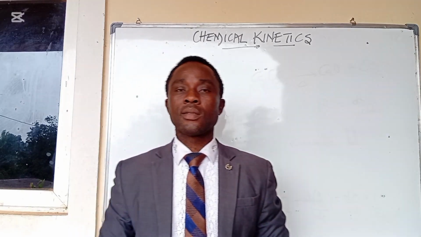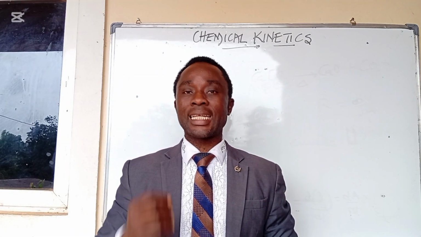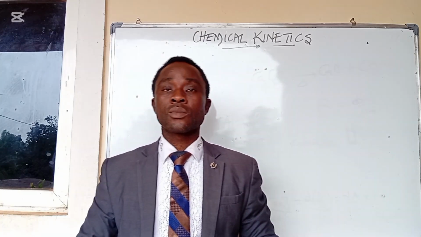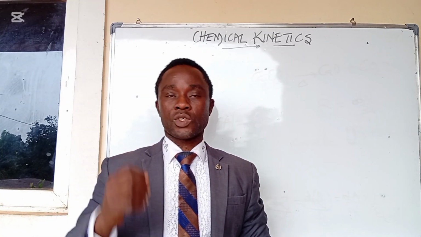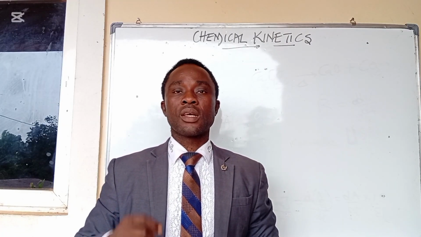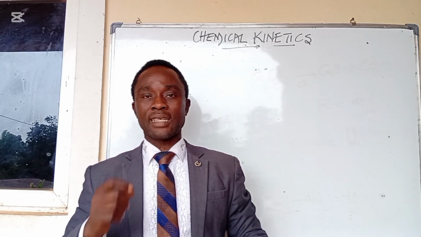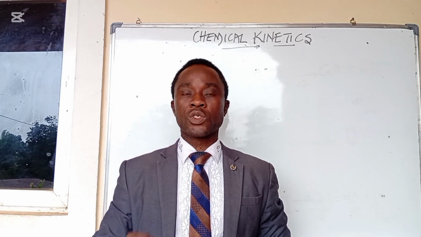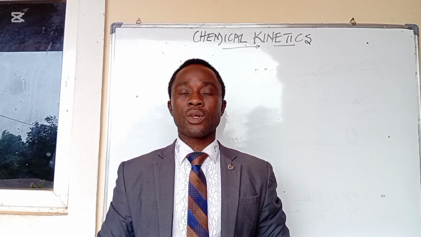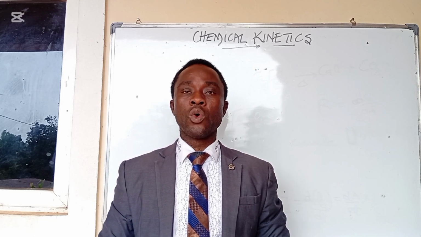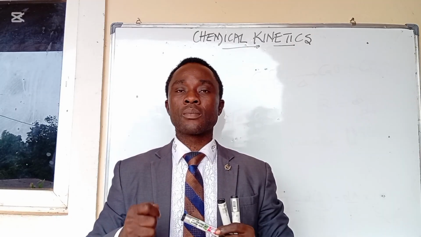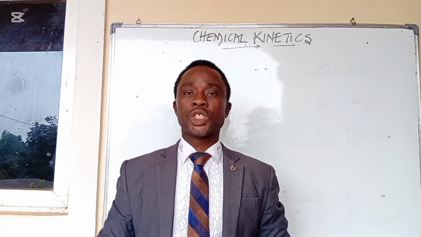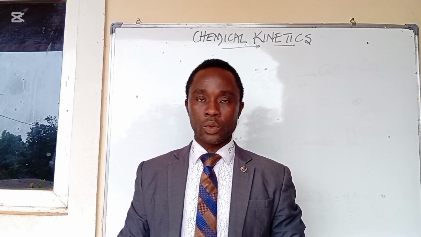In this class today, I will be taking chemical kinetics. What is chemical kinetics? Chemical kinetics is a branch of chemistry that studies the rate at which chemical reactions take place. That is the speed at which chemical reactions take place, as well as those factors that affect the rate or the speed of reaction. It also studies reaction mechanism, that is the step-by-step pathways through which reactants are converted into products.